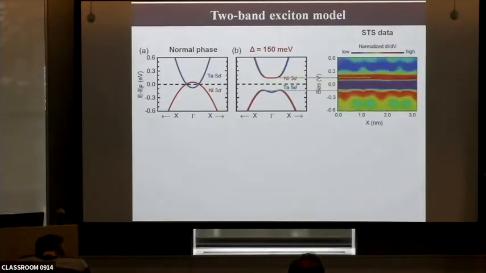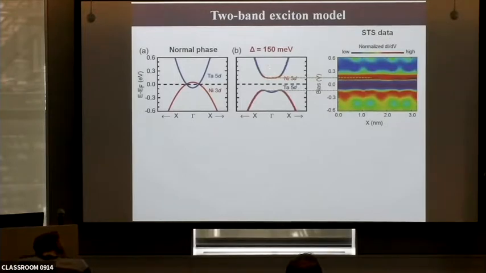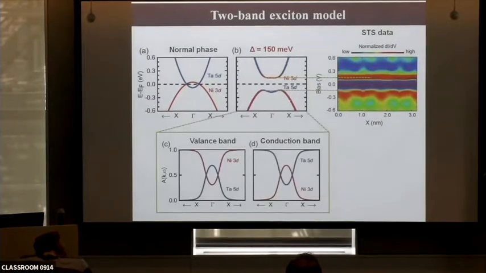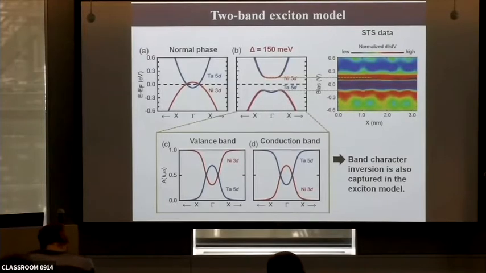Also, this excitonic model shows the band character inversion. Here, the top of the valence band has tantalum d character, and the bottom of the conduction band has nickel d character. This band character inversion is also well demonstrated in the calculated spectral weight. Near the gamma point, the valence band has more tantalum d character than nickel d character, and the conduction band has more nickel d character than tantalum d character. So this excitonic model presents the band character inversion near the gamma point.